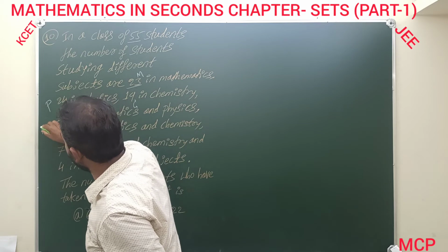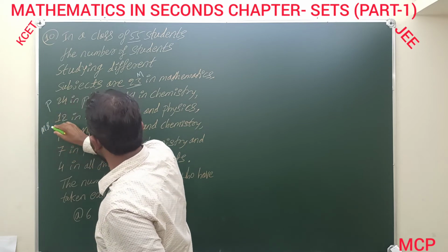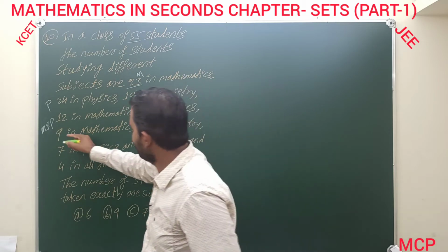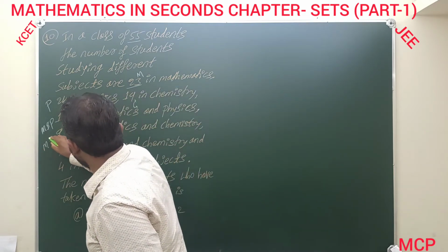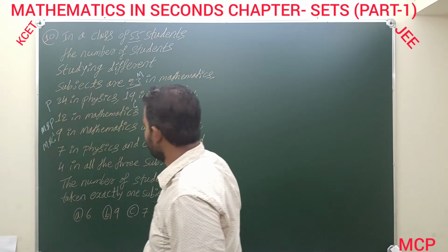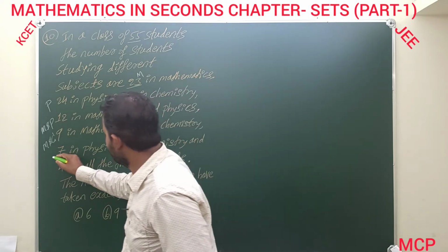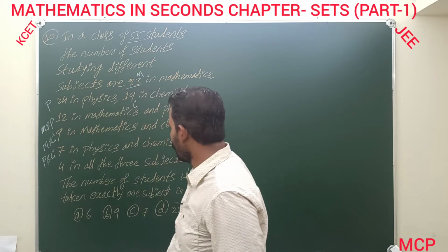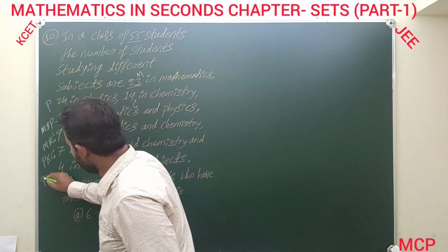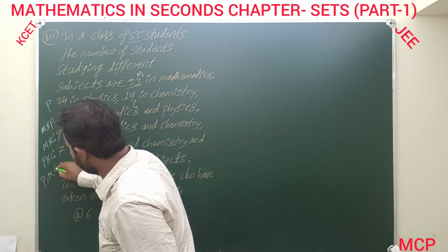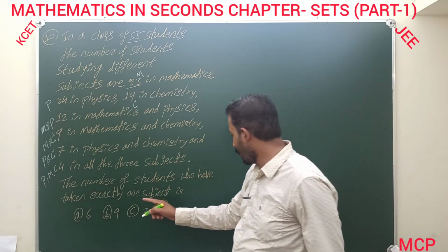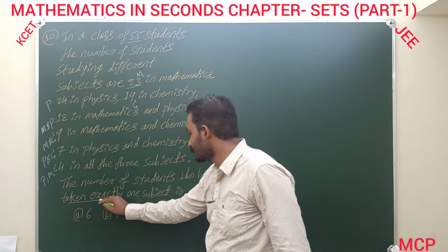Nothing but M and P, sorry, M and P. 9 in mathematics and chemistry, so M and C, this is 9. 7 in physics and chemistry, this is P and C. 4 in all, nothing but P, M, C, 4. Then find the number of students who have taken exactly one subject.